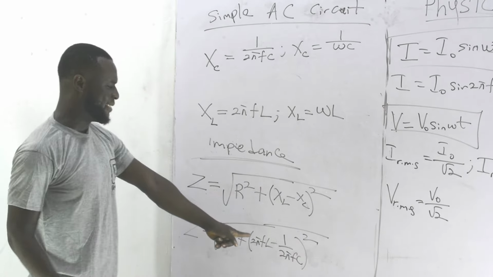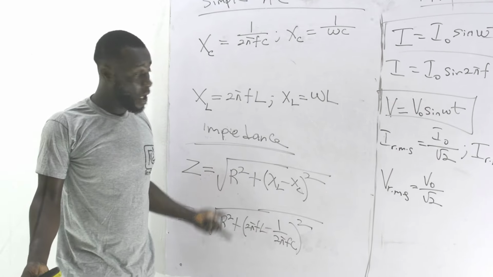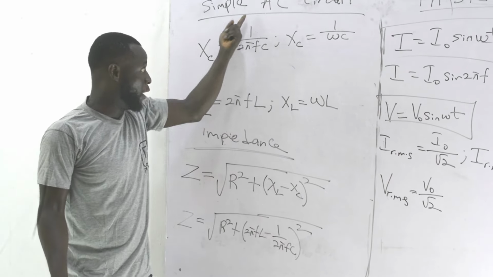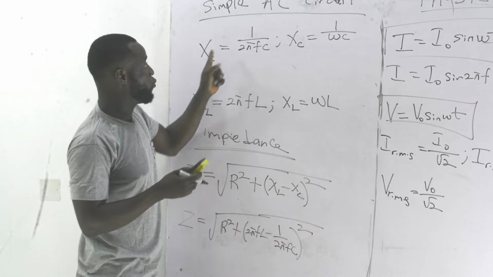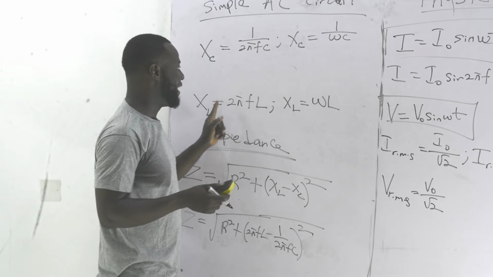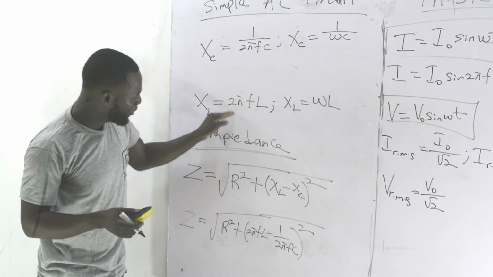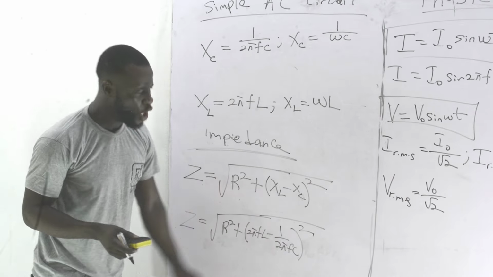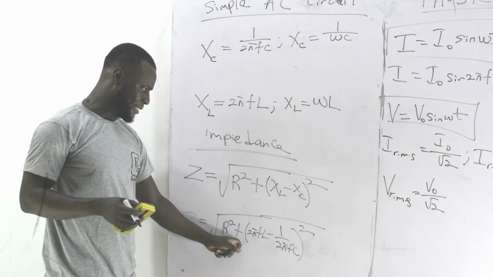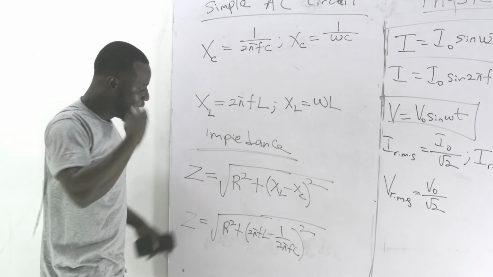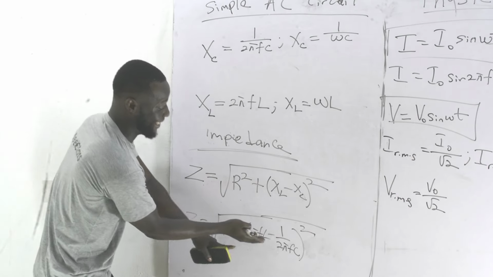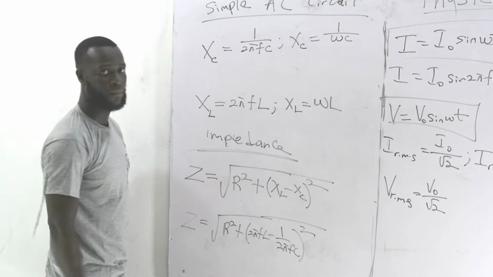And you want to be feeling that this is special. There's nothing special here, because we already know that XC is 1 over 2 pi FC, and XL is 2 pi FL. So there's really nothing special here. I'm just putting in the values. So you don't need to memorize this and memorize this. Once you know this and you know this and you know this, you are good to go. You can always reproduce this and regurgitate it from your mind at any point in time.